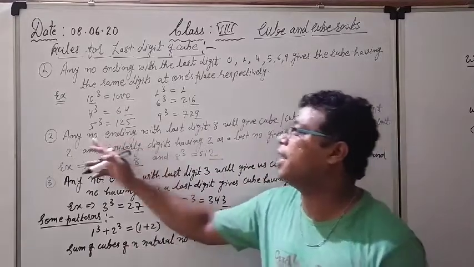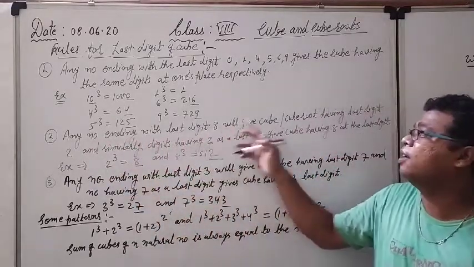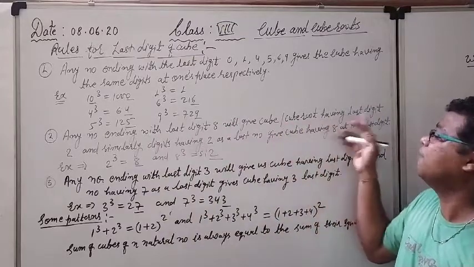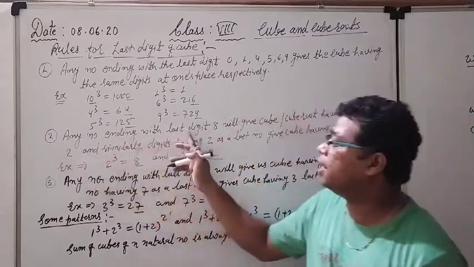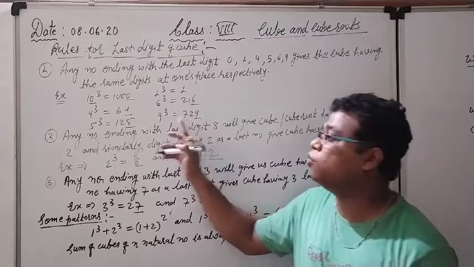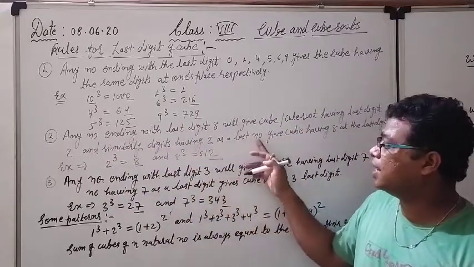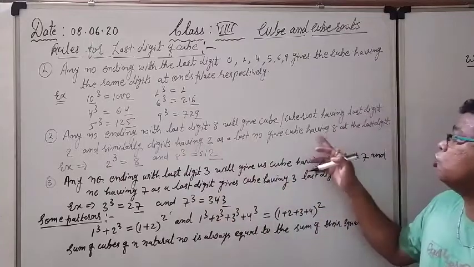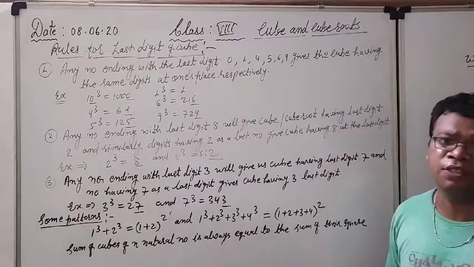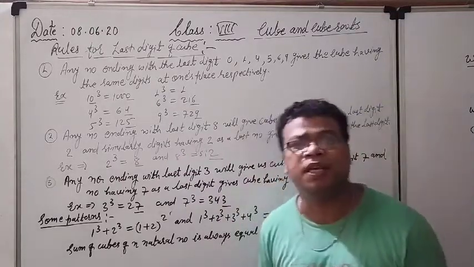Same thing is written here. Any number ending with the last digit 8 will give me a cube root having the last digit 2, meaning 8 will give me 2 as a last digit. And similarly, a number having 2 as the last digit will give me a cube having 8 as the last digit. With the help of the example, things will be clear to you.